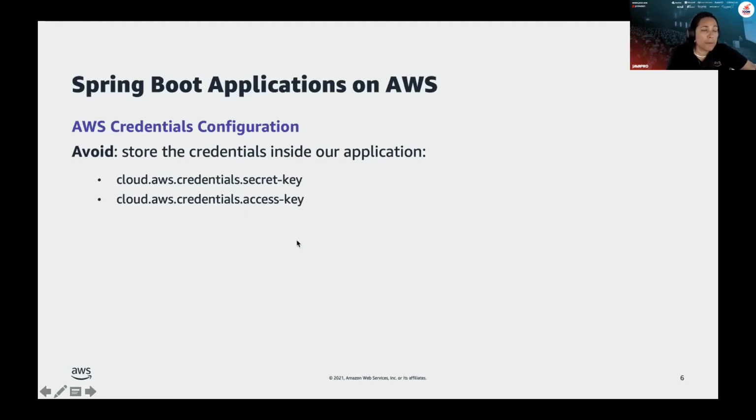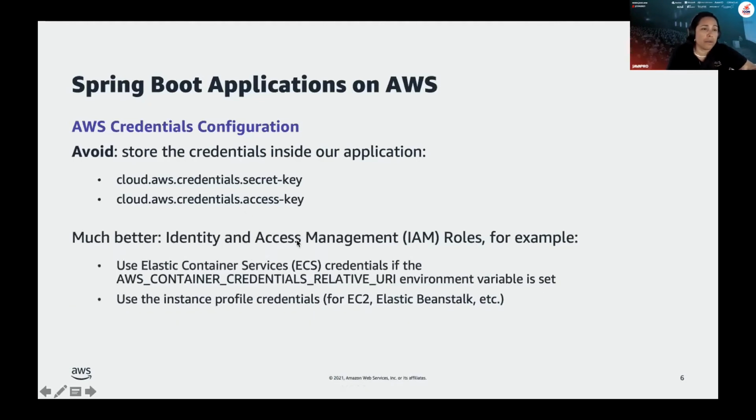So a much better way to work with AWS credentials is to use identity and access management, so IAM roles. For example, if you would containerize your Spring Boot application and deploy it in the Elastic Container Services on AWS, you can rely on the credentials relative URI, which gets populated in the service by the agent and which points to the credentials location for the role that is attached for your ECS task.